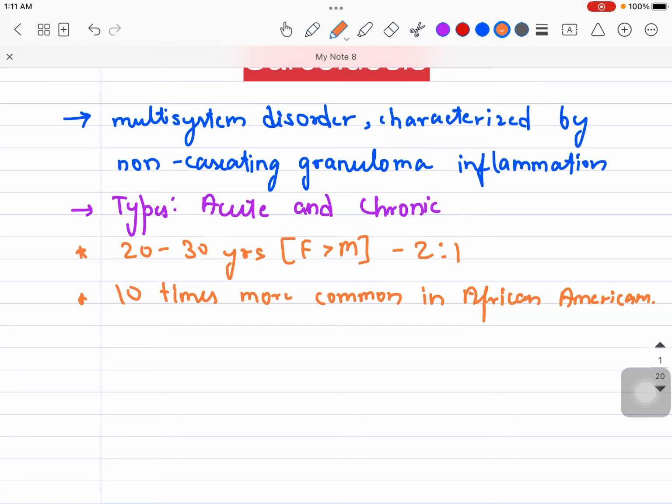And it has two waves. In the first wave, the patient presents with sarcoidosis at 20 to 30 years of age, or up to 40 years of age. Then the next wave can be seen in females at around 50 to 65 years of age. Okay, that will be the postmenopausal age.